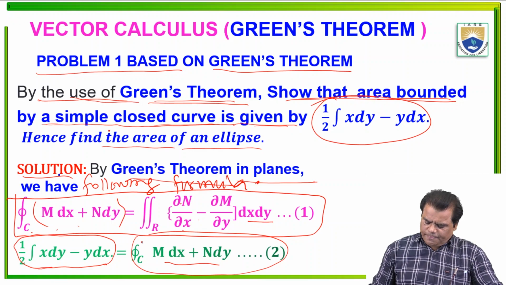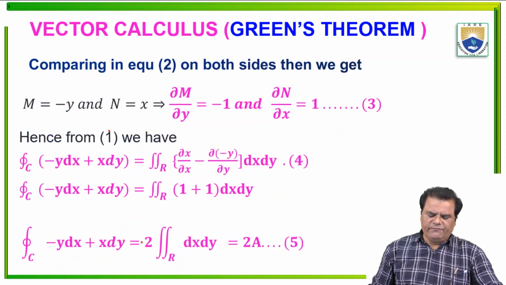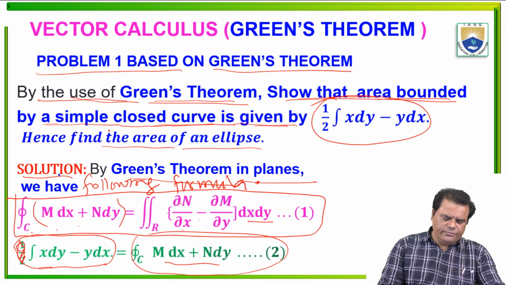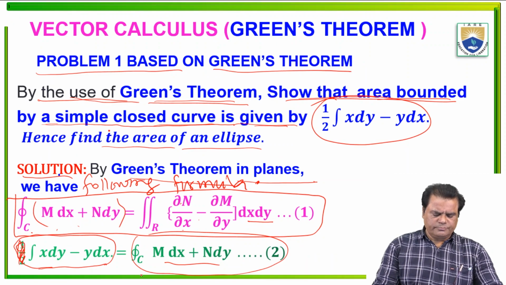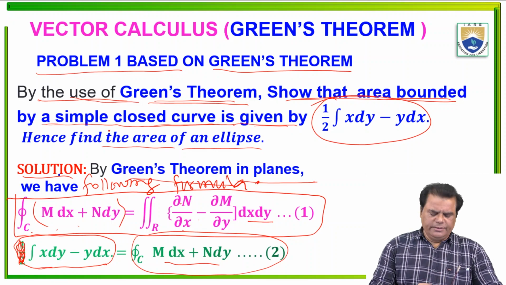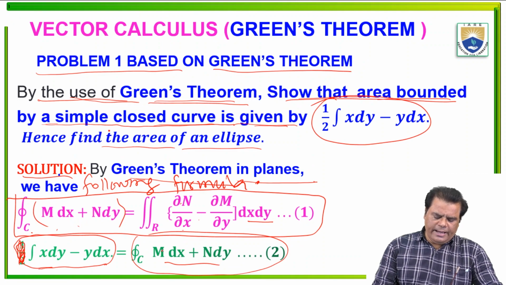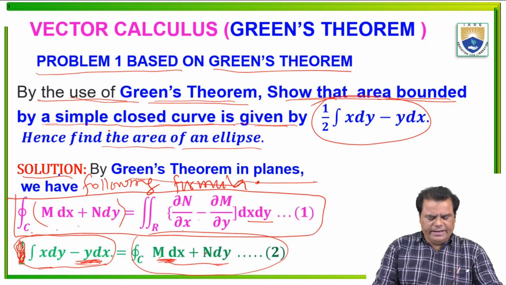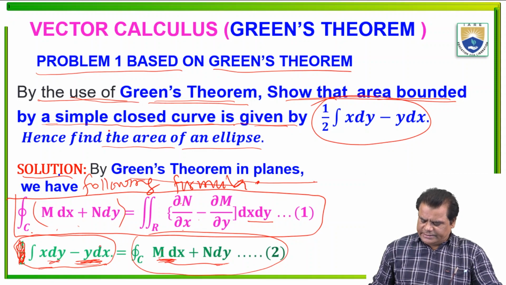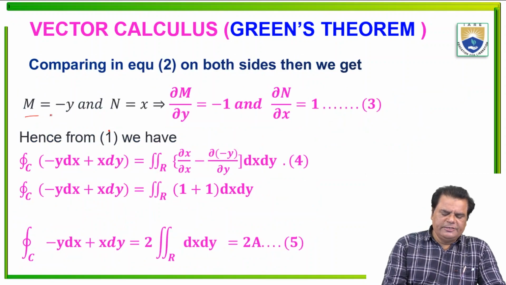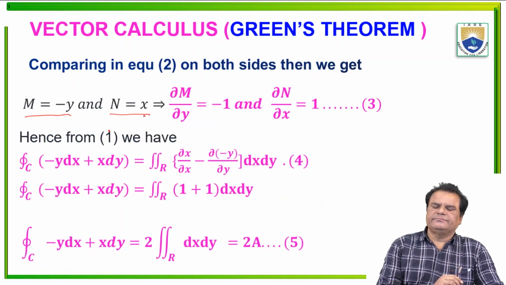What is the value of M? We are not taking the half, only this result. So here we have x dy minus y dx. After comparing, M is the coefficient of dx, so M is minus y. The coefficient of dy is x, so here M is minus y and N is x.